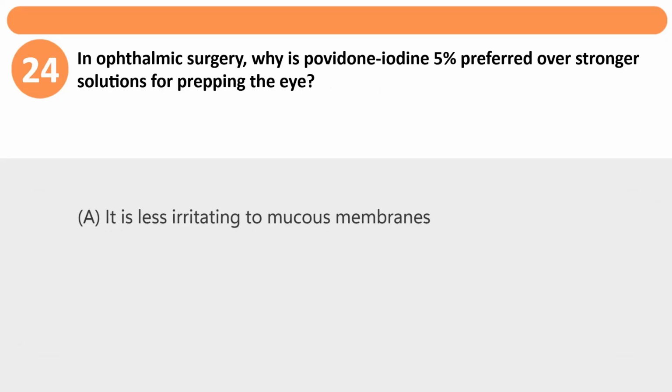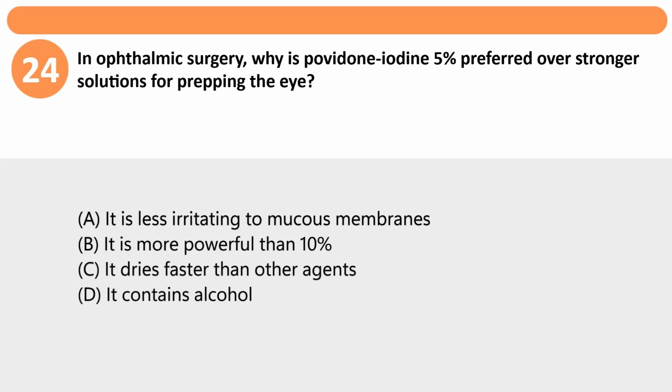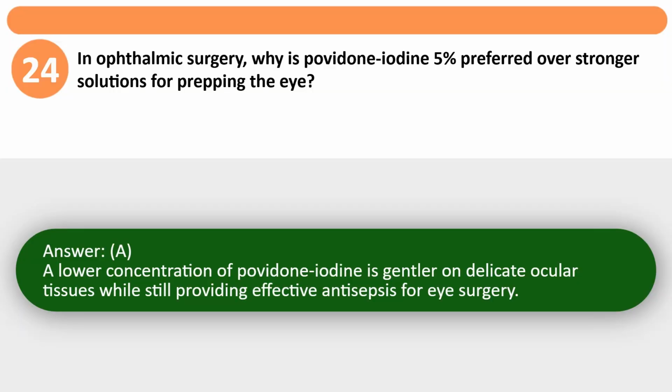In ophthalmic surgery, why is povidone iodine 5% preferred over stronger solutions for prepping the eye? A. It is less irritating to mucous membranes. B. It is more powerful than 10%. C. It dries faster than other agents. D. It contains alcohol. Answer, A. A lower concentration of povidone iodine is gentler on delicate ocular tissues while still providing effective antisepsis for eye surgery.